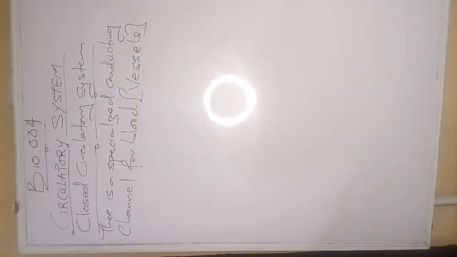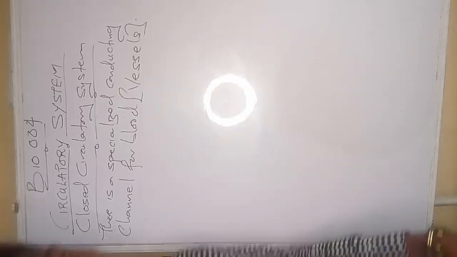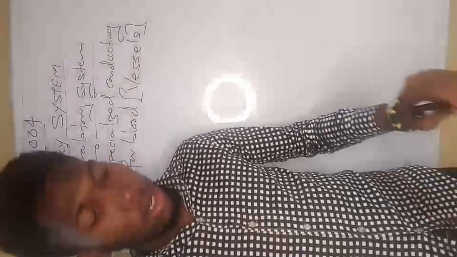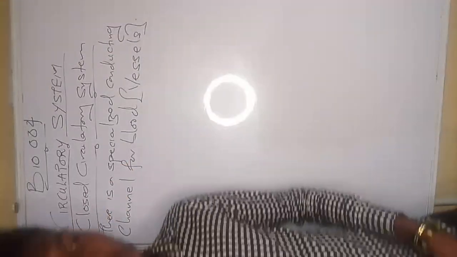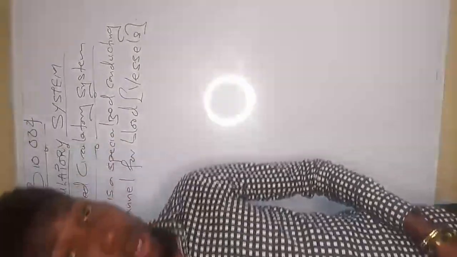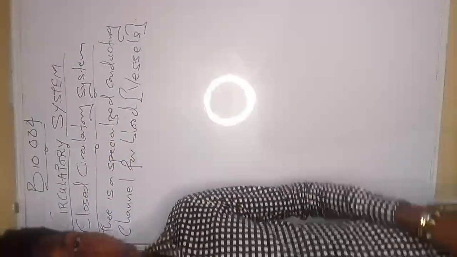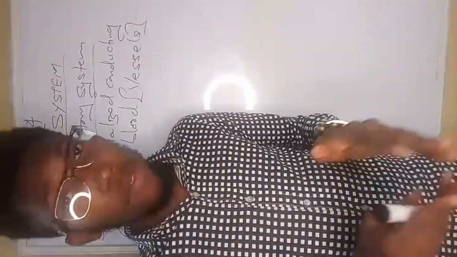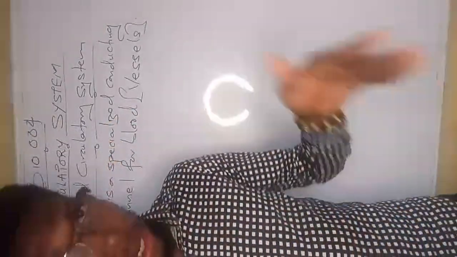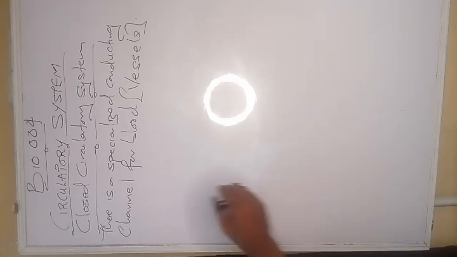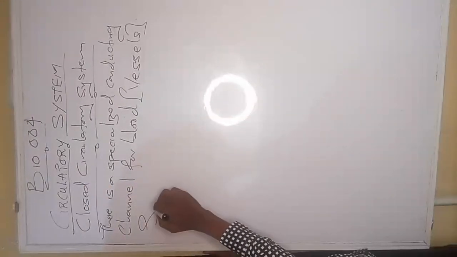Now, in the closed circulatory system, we have three types, and those are our what? Our single circulatory system, which will be having one auricle and one ventricle. Then we also have our double circulatory system, which has the double partial and the double completely divided ventricle. So what am I trying to say now? In essence, in the closed circulatory system we have the single circulatory system.